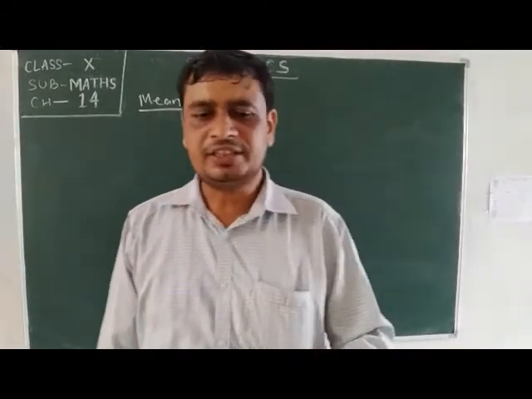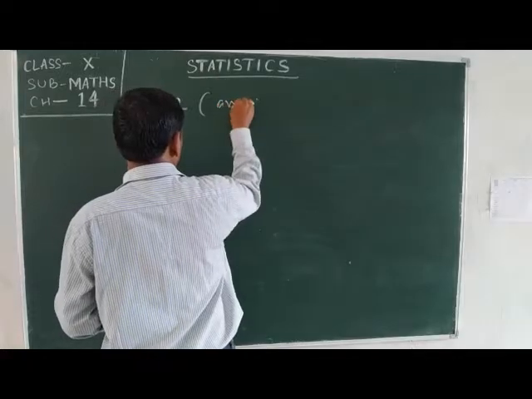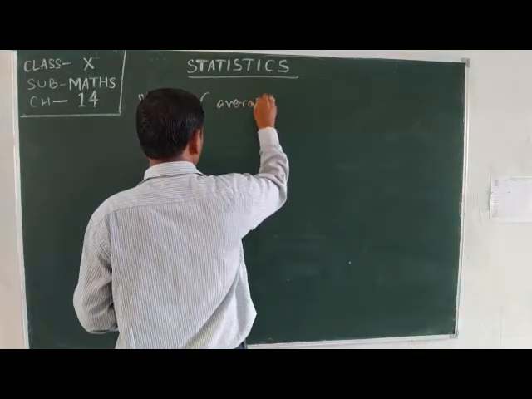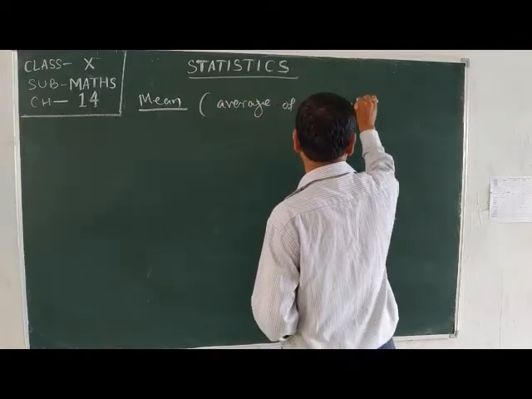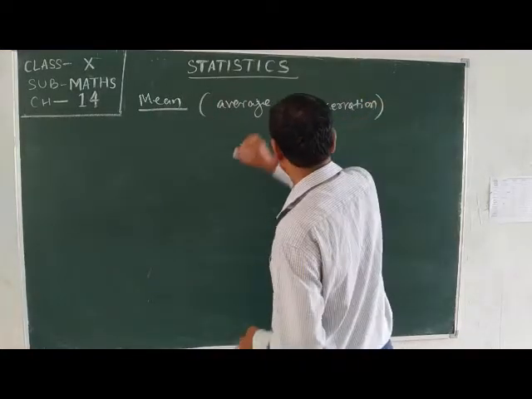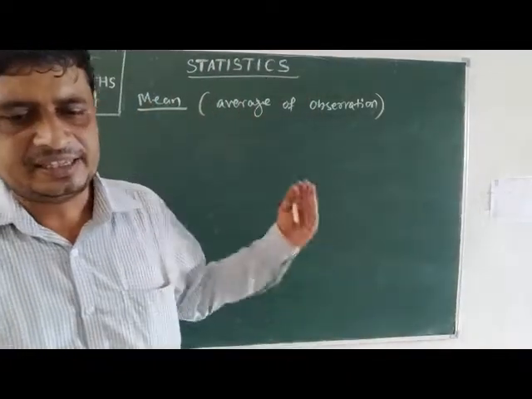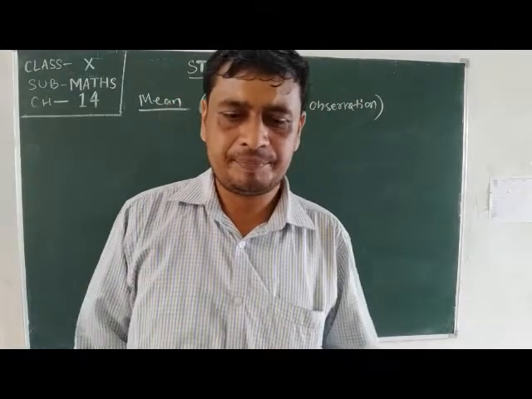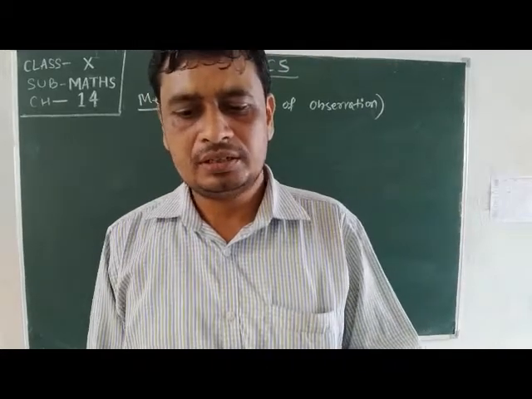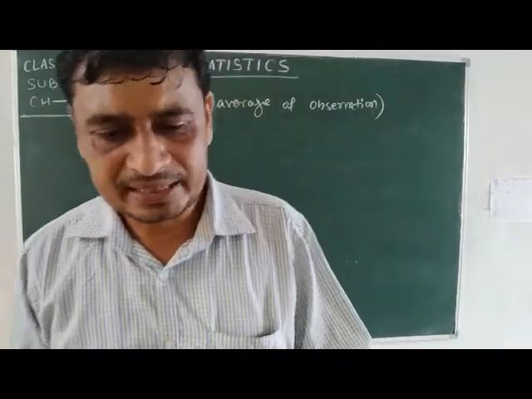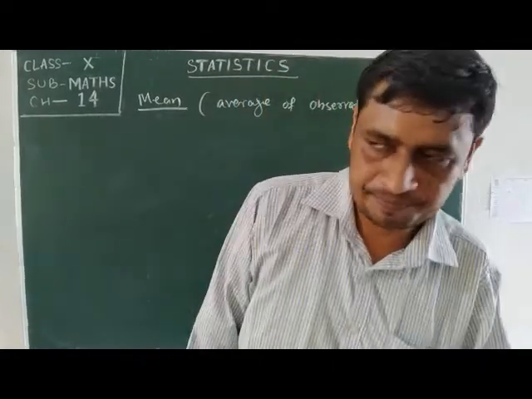Mean is also called the average of observation. It is the sum of the values of all the observations divided by the total number of observations. We get the mean.